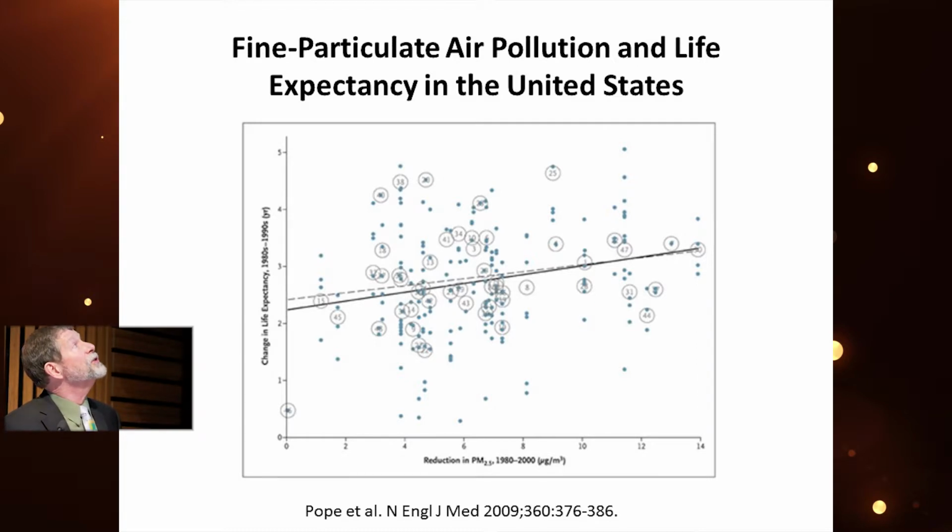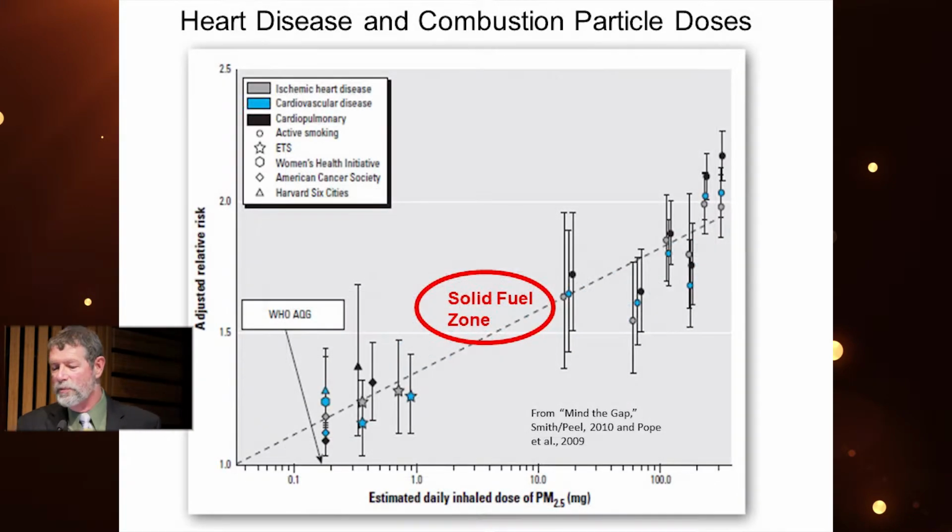And every one of these circles is a different city. But overall, as we've improved the levels of PM 2.5 in our ambient air, there's been an increase in life expectancy. And this is controlled for a lot of other potential confounders. So I guess the message there is the Clean Air Act works in terms of its mission of trying to protect public health. Now, Kathy showed a different version of the exposure response in terms of cardiovascular mortality in this case and combustion particle doses, but it's worthwhile reviewing.